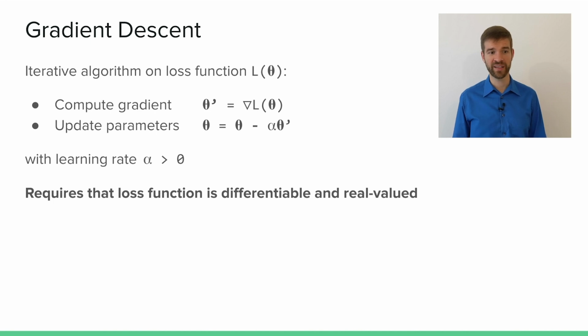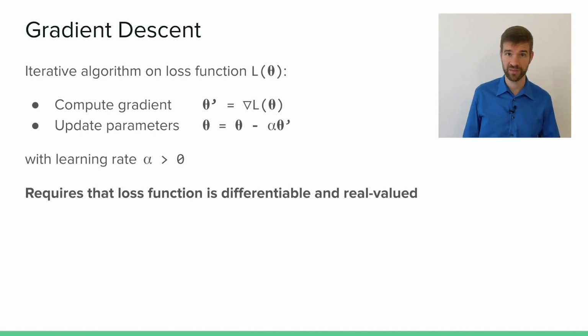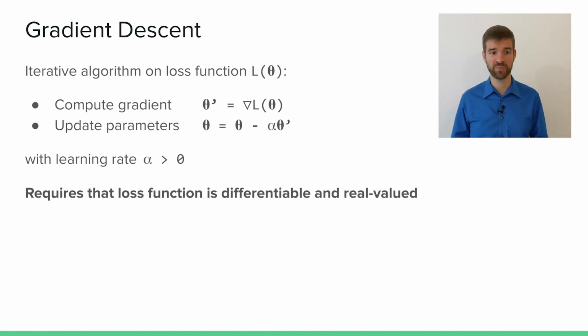So gradient descent is the iterative algorithm that operates on the loss function. We compute the gradient: at a certain point in time, we take our parameters theta, and then we compute the loss of some input, and then we can say, okay, now I know how every single parameter change will affect our loss function.